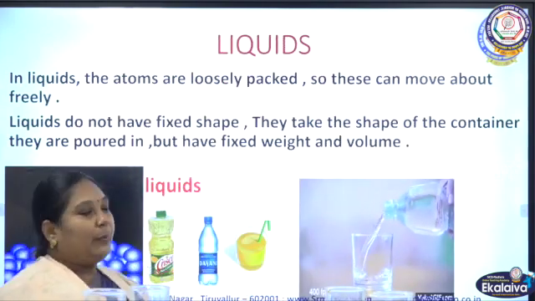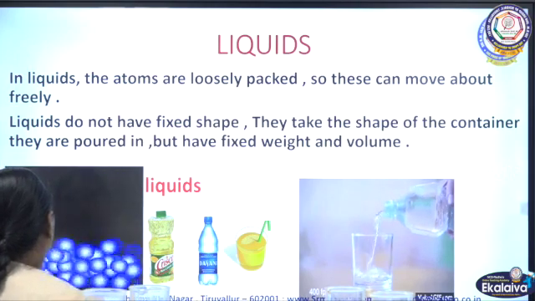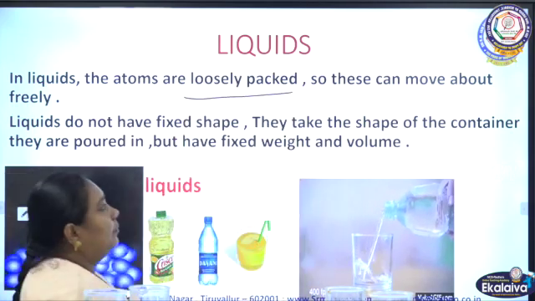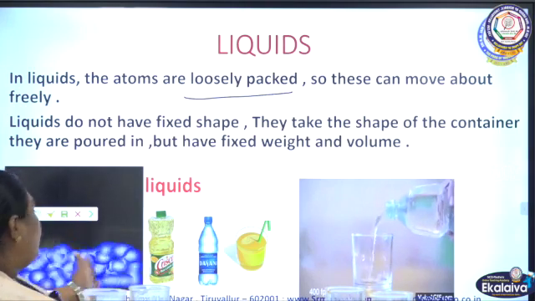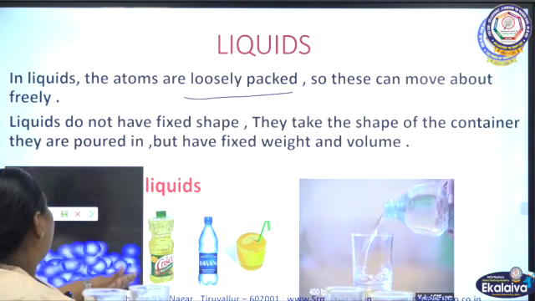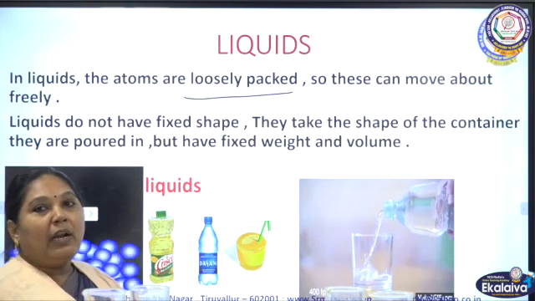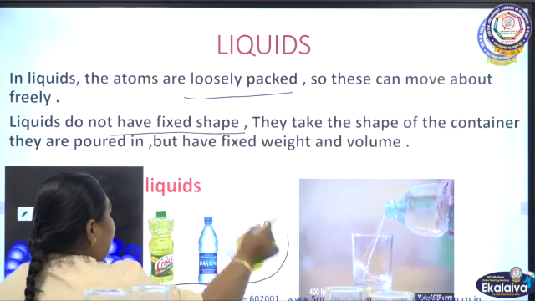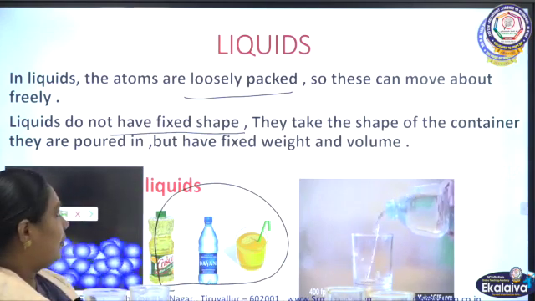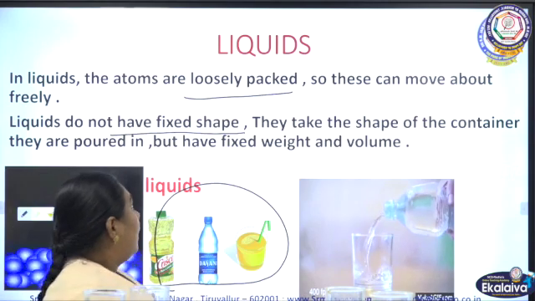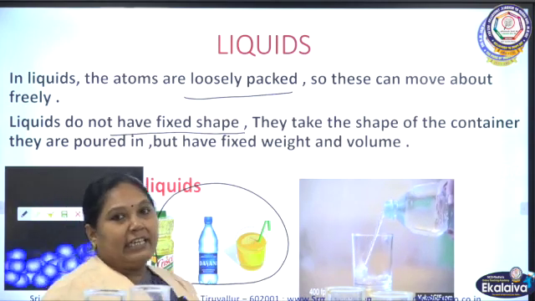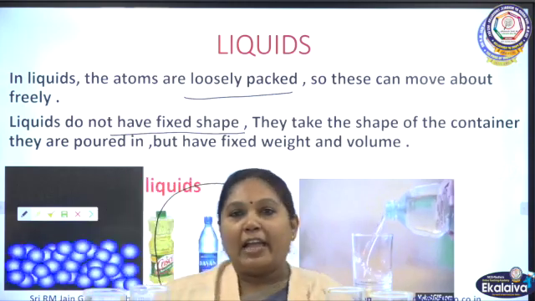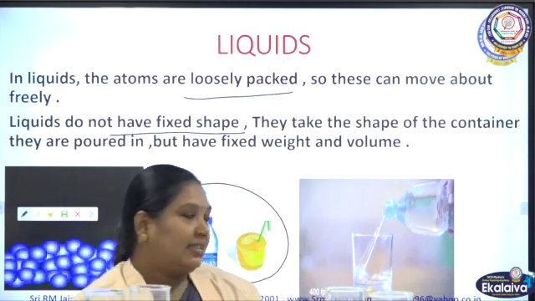Next we can see about liquids. In liquids, the atoms are loosely packed. They can move freely, and liquids do not have a fixed shape. They take the shape of the container they are poured in. Liquids have fixed weight and volume. They can be poured from one container to another container. We cannot hold the liquid in our hand and hand it over to others.